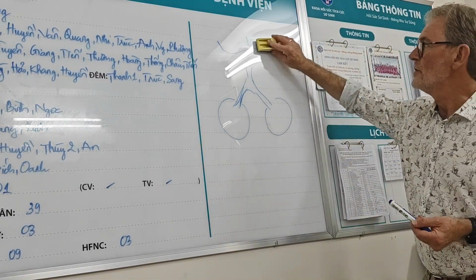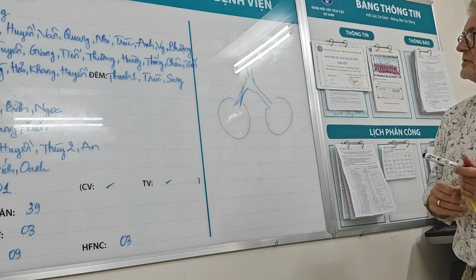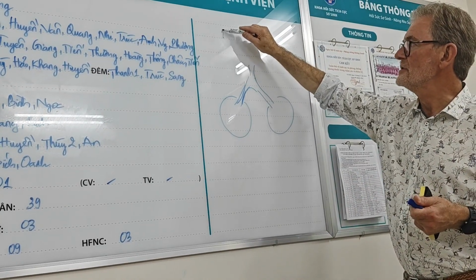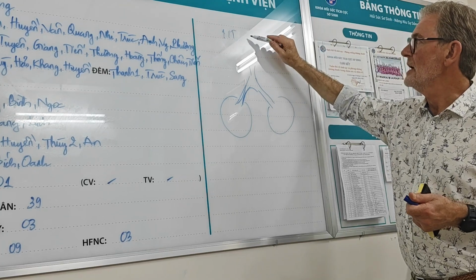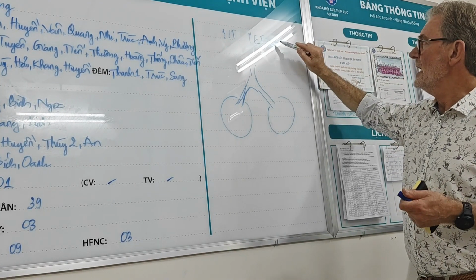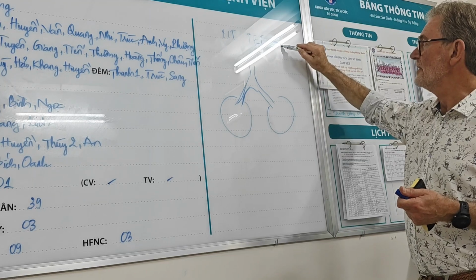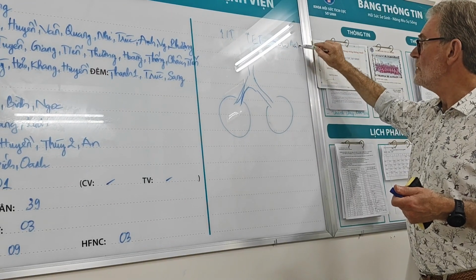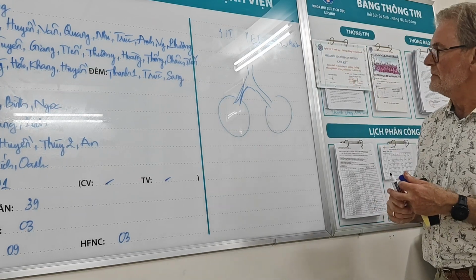So first of all, one of the things you can do is increase your inspiratory time, increase your expiratory time, and then slow the rate down, really right down. And that will help with the auto-PEEP.